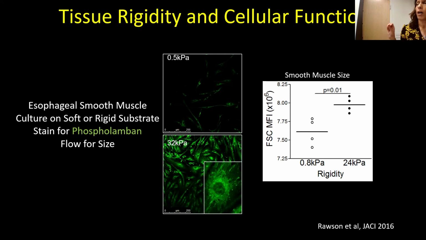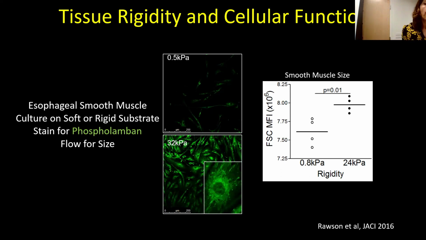But then if you have a rigid surface, which is 32 kPa, just to put this in perspective, bone is way harder than this. It's 900 kPa, and a piece of plastic is in the gigapascal range. So it's much harder, but this is still rigid relative to a usual tissue culture plate or compared to bone.